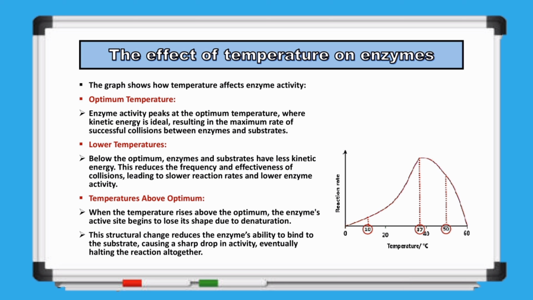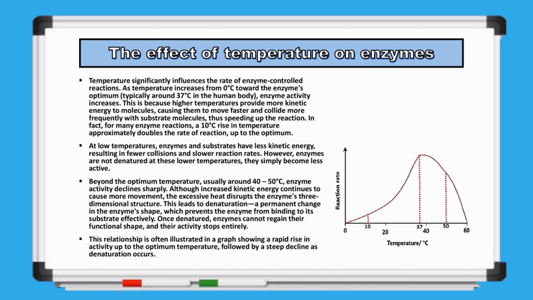So, this graph not only provides a visual representation of enzyme activity across temperatures but also reinforces key biological principles, namely, the importance of optimal conditions for enzymatic function, and the sensitivity of enzymes to thermal changes. So, from all of this, we can conclude that temperature plays a crucial role in the rate of enzyme-controlled reactions.